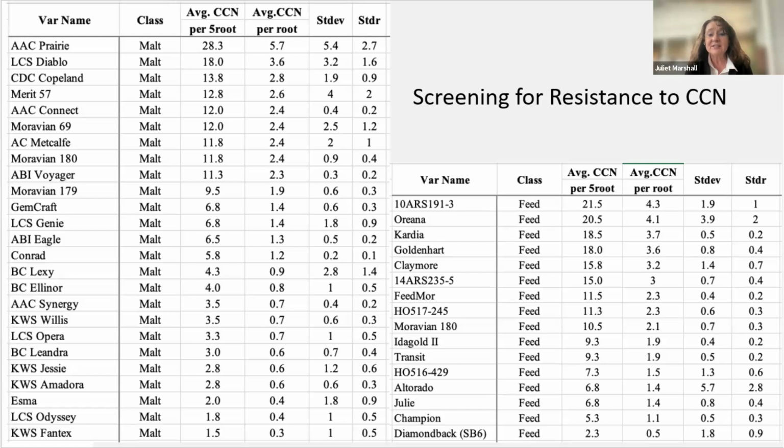area. That's important because the resistance that we see for cereal cyst nematode damage caused by Heterodera avenae is going to be different, with different mechanisms and different resistance genes associated with Heterodera filipjevi.